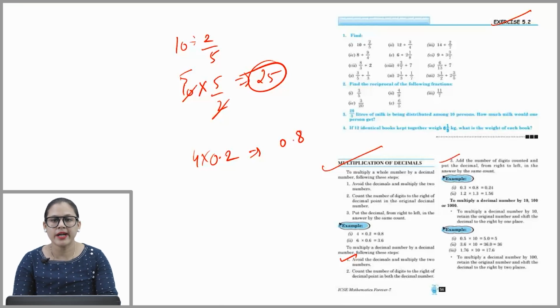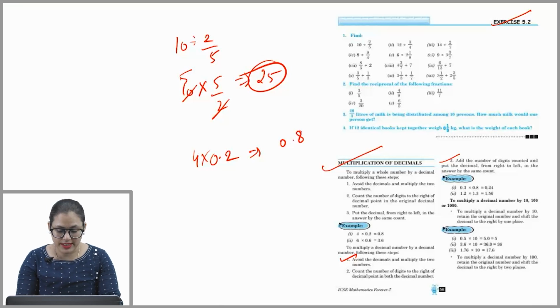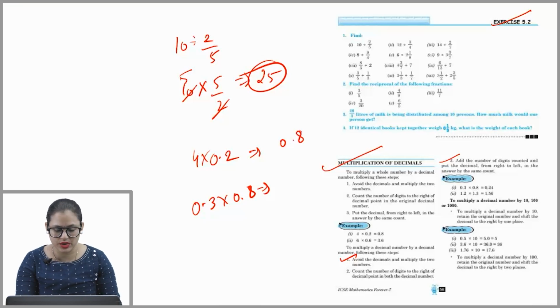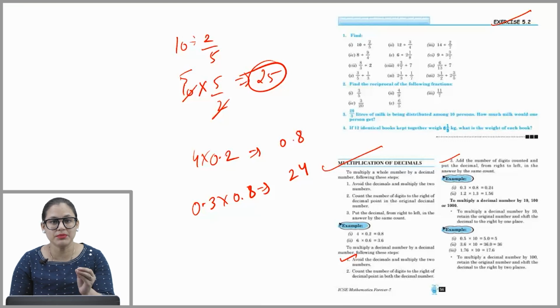Number 3, add the number of digits counted and put the decimal from right to left in the answer by the same count. For example, 0.3 into 0.8. Let's first ignore these decimals. 3 into 8 is 24. Now let's count the decimal places.